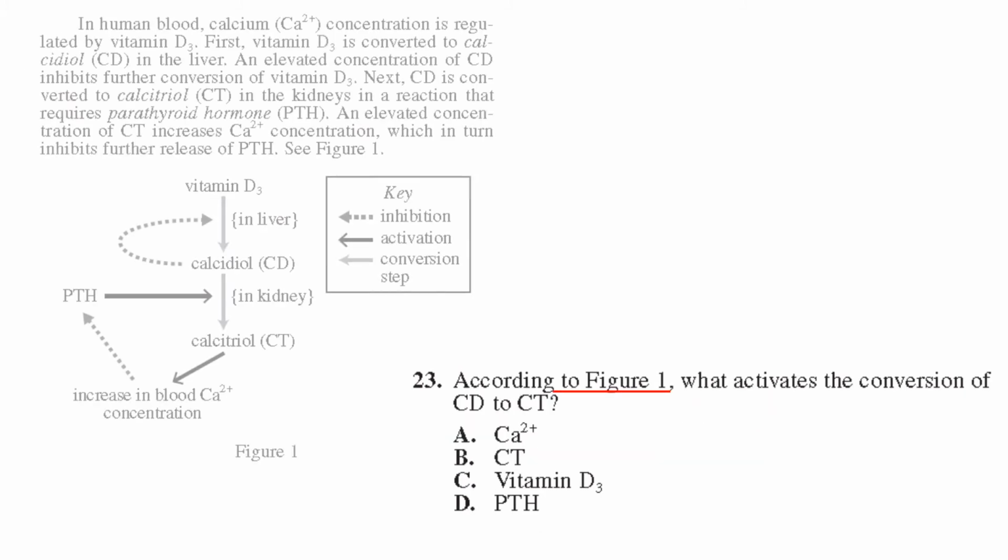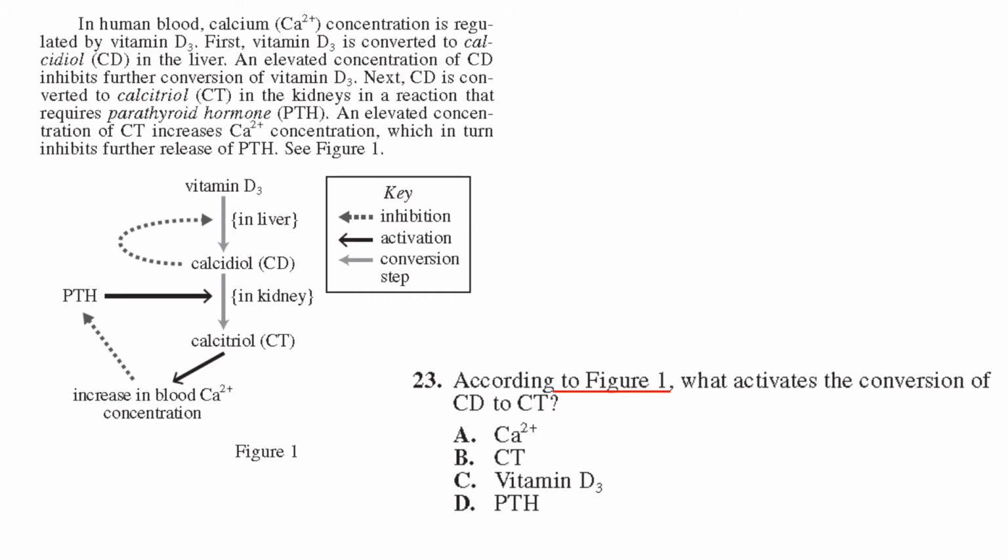According to figure 1, what activates the conversion of CD to CT? So what activates that is PTH, so D. That's just paying attention to the chart.